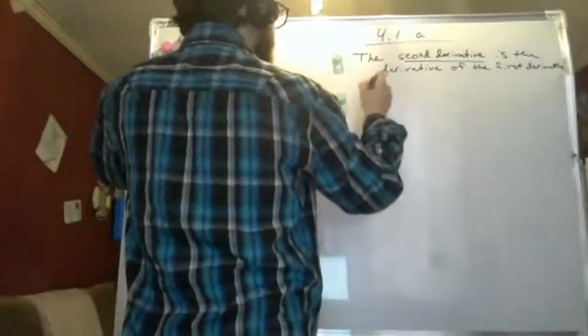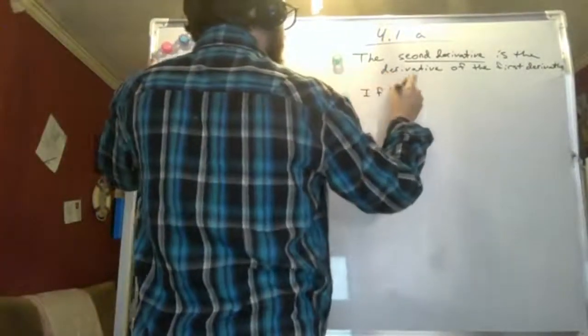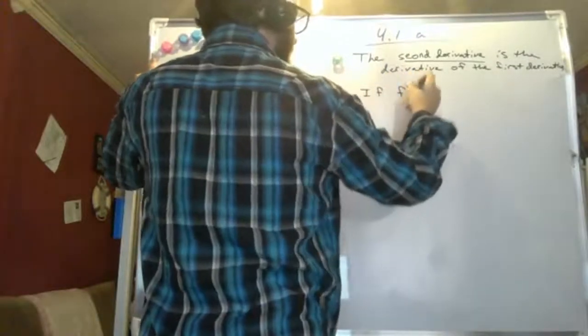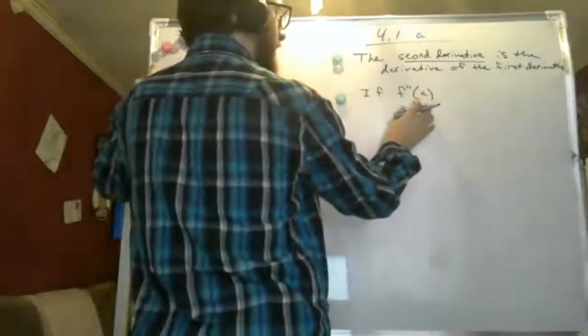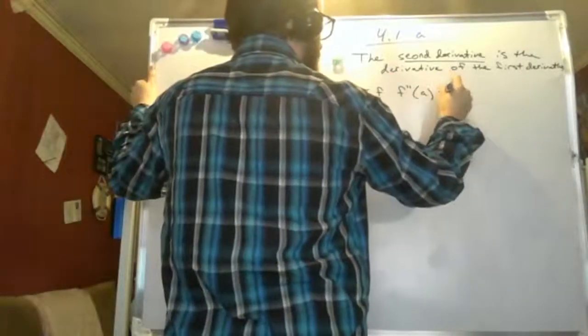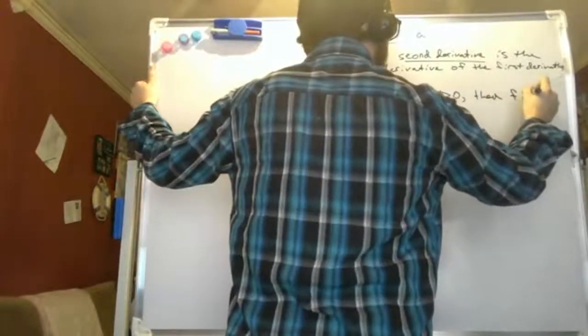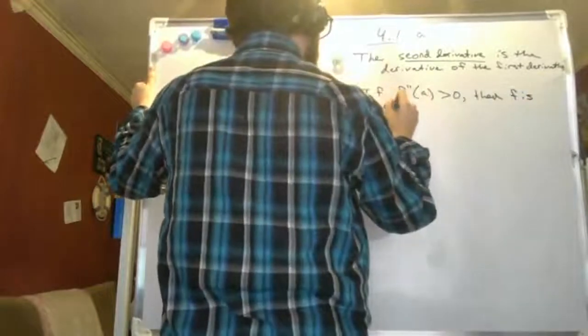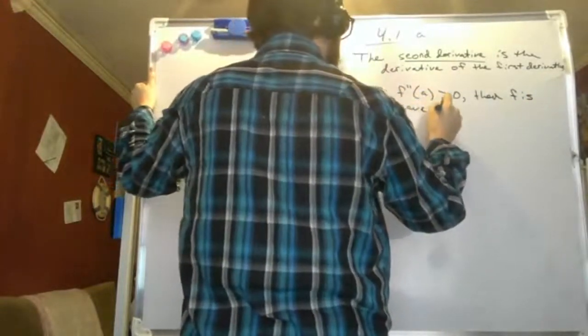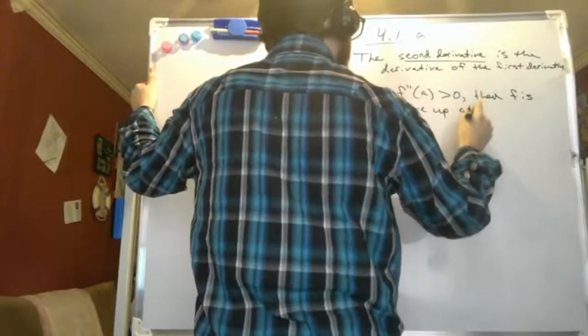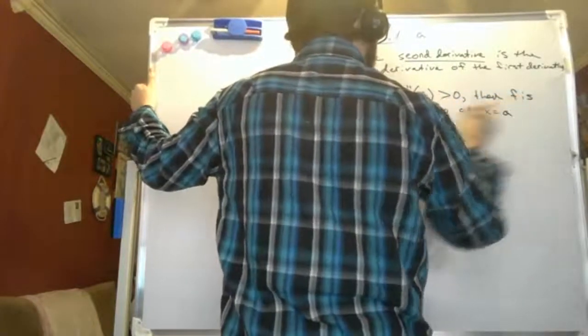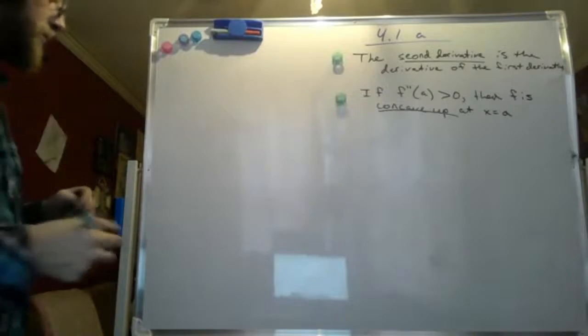Well, if f double prime, the second derivative, at some value where x equals a, is greater than 0, then f is concave up at x equals a. Now let me stop there for a moment. What does concave up mean? Well, let me give you an example first.